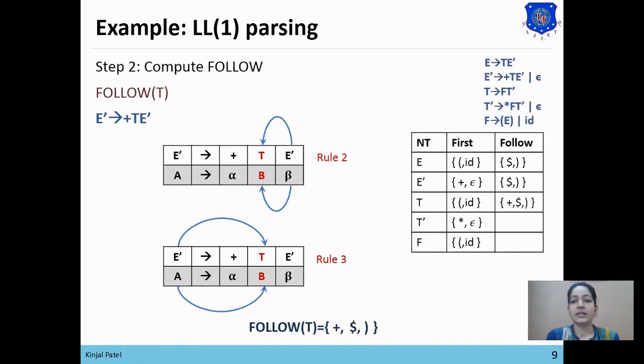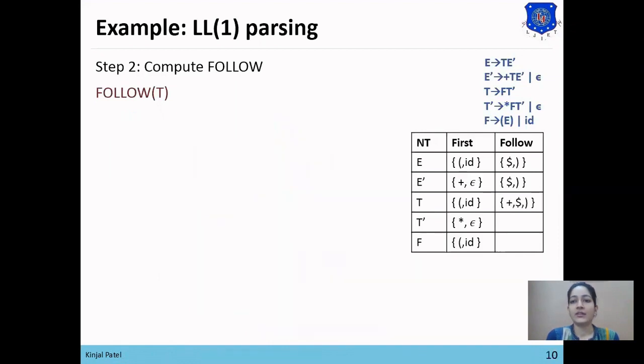Done. Now next we want to find follow of T dash. So we'll find for the T dash symbol at the right hand side. So in the third statement and in the fourth statement T dash is present. So we will take both statements and we will apply the rule.